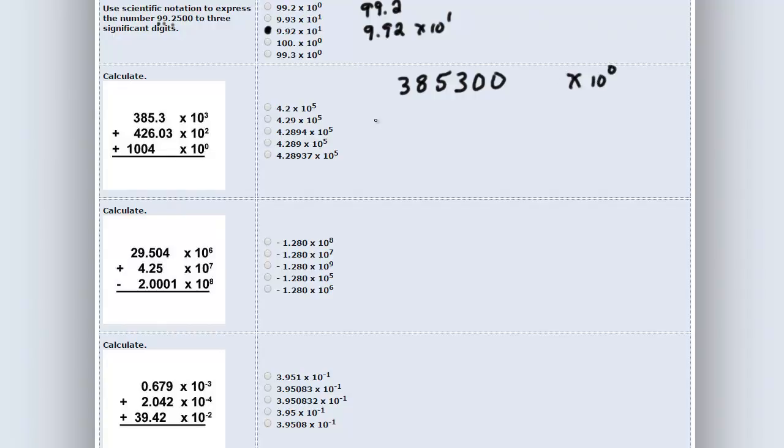Now do the next one. I move it over 2 places. So it's going to be 42,603 times 10 to the 0. And then this last one is going to be 1004, and that's times 10 to the 0. Okay, so now they are all in the same power of 10.